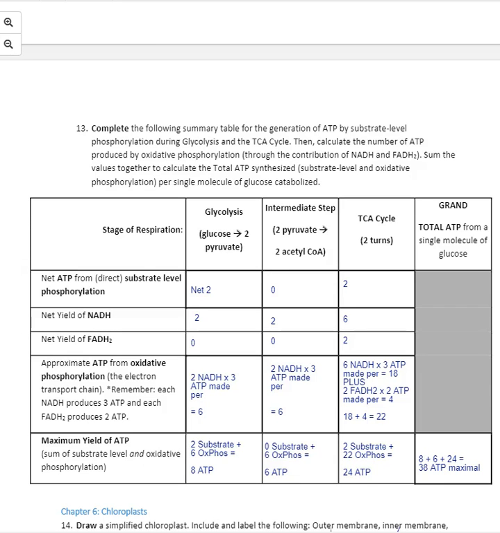The TCA cycle directly makes 2 ATP by substrate level and 22 by oxidative phosphorylation, for a total of 24 ATP. Summed together, 8 plus 6 plus 24 is a total of 38 molecules of ATP by substrate and oxidative phosphorylation, following the complete oxidation of a single molecule of glucose.